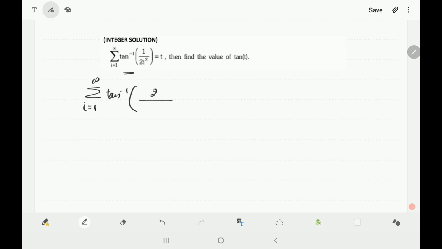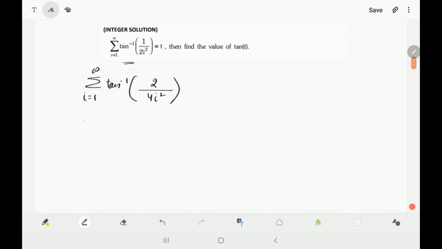2i square can be written as 2 divided by 4i square. I have multiplied the numerator as well as the denominator by 2. So now we have the summation from i=1 to infinity of tan inverse of 2 over 1 plus (4i square minus 1). Why did I write 1 plus 4i square minus 1? Because we have to make tan inverse A minus tan inverse B. For that you have the formula tan inverse of (A minus B) upon (1 plus AB). You might be knowing this thing.